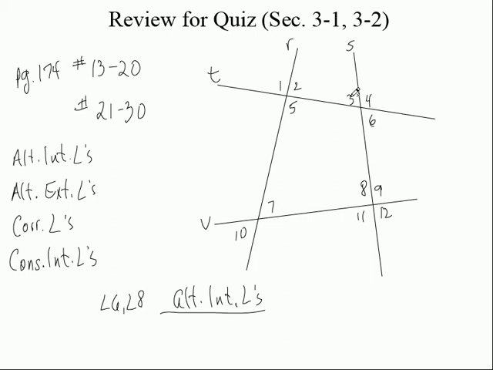Are they corresponding? 3 and 9. No, they've got to be in the same spot. Do you see these angles up here, and these angles down here? The ones that are in the same spot are corresponding angles. Are 3 and 9 basically in the same place? No, they're not. So for 3 and 9, there's nothing you can say about them as far as any of these words right here. But let's take a look at 3 and 8. What are they?